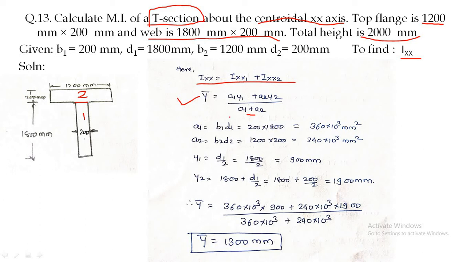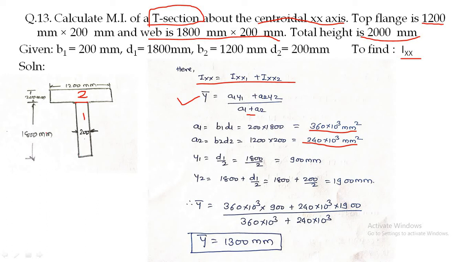So as the first part is a rectangle, a1 will be equal to b1 into d1, so that will be equal to 200 into 1800, and that will give us 360 into 10 raised to 3 mm square. Similarly, a2 is equal to b2 into d2, as it is also a rectangle, and that will give us 240 into 10 raised to 3 mm square. Now we have to find y1. So as I have told you, what is y1?